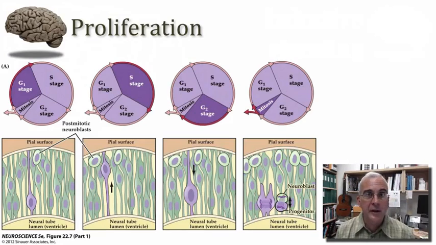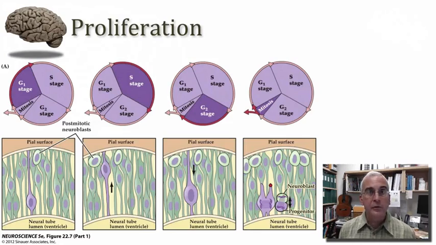Maybe that's something that we can kick over to the discussion board and see if that might inspire some interesting dialogue. Well, let's talk a little bit about how this proliferation of brain cells occurs, and then we can go on to talk about how brain cells are differentiated into neuronal or glial fates.